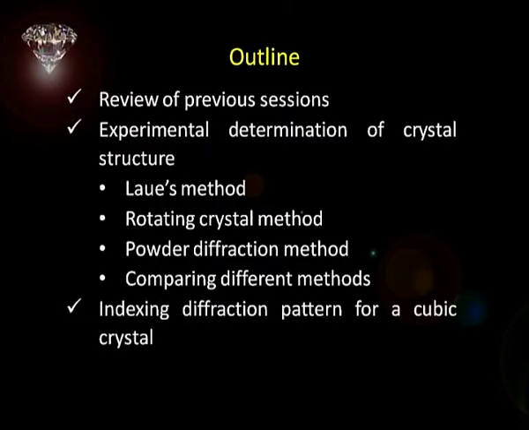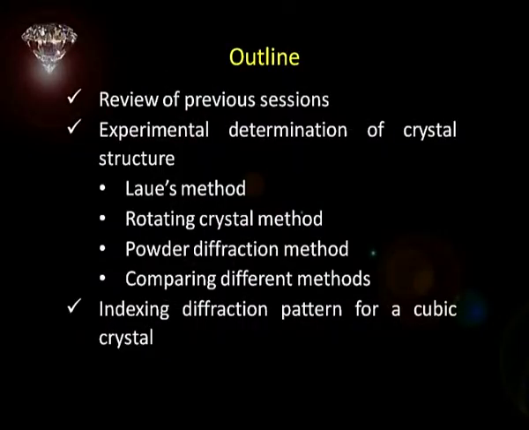Having done that, we will take up how we index a given diffraction pattern. We will take an example wherein we take the experimental outcome of a given experiment and then try to see how to index that pattern in terms of the nature of the crystal and also the unit cell parameters. Then towards the end we will sum up what we do today.